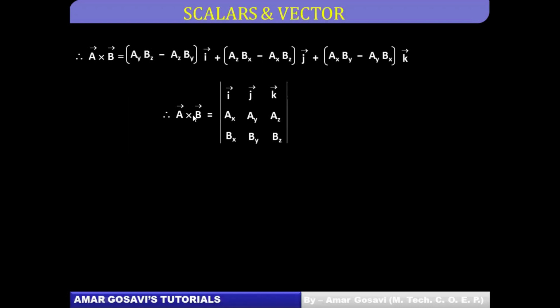So every time you take a cross product, you put it in terms of a determinant, and this is how you're supposed to open it. Now, hopefully things are sorted out till here. Let's move ahead.